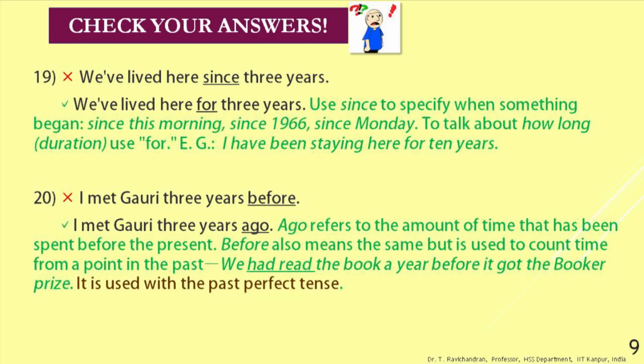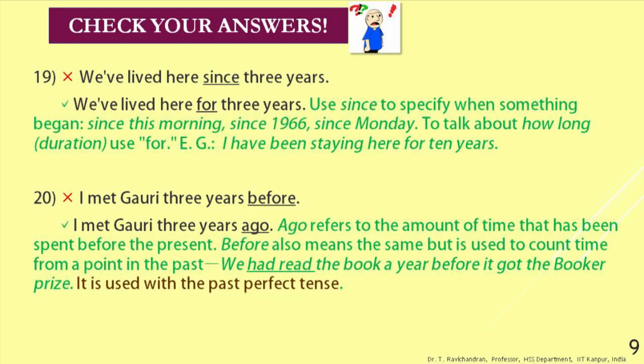19. We have lived here since 3 years. This is the use of the prepositions since and for, where people normally make mistakes between these two. The correct form is: we have lived here for 3 years. Use since to specify when something began, like since this morning it has been raining heavily. Since 1966 the price has been on the increase, and so on, since Monday, since Tuesday. So, at a point of time and it has been continuing till now, usually since is used. But to talk about how long, that is the duration, use for. I have been staying here for 10 years.